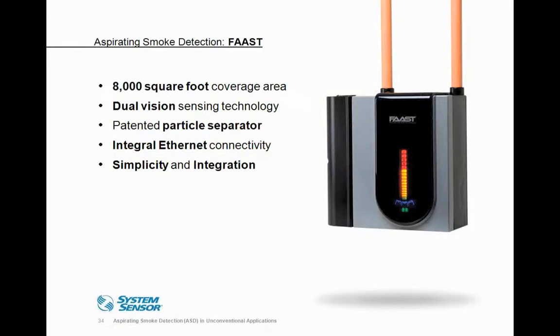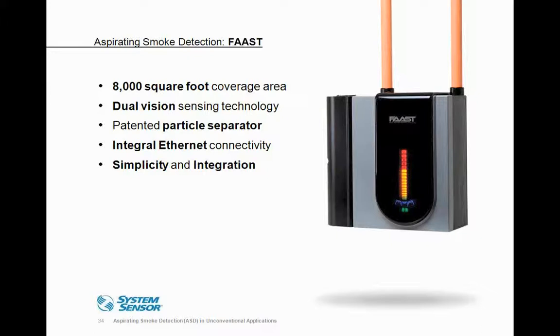Okay. Well, just a little bit on FAAST for those who are not familiar with the FAAST unit. It is a single pipe system. Covers 8,000 square foot standard detection coverage. The dual vision sensing technology, again, as I mentioned, uses two sources, not one, to confirm what that particulate is inside the chamber. If it's a dust particle, the infrared laser analyzes it. We reject it. If it's a true product of combustion, we look at its signature, shape, size, color, and then we confirm very accurately for an alarm. Particle separator, that's the first stage of filtration of the three.